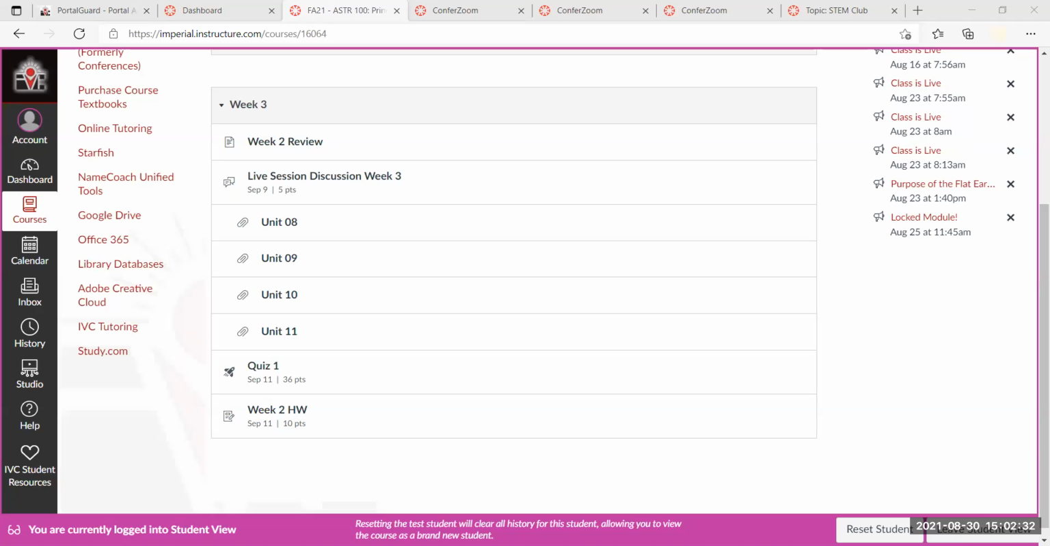Of course, like every other week, let me share the screen. First of all, let me switch to student view so that you have a feel of how this looks from your vantage point. And let me share the screen. Again, this is week 3, and we have all of these components of this module that we have to take care of.